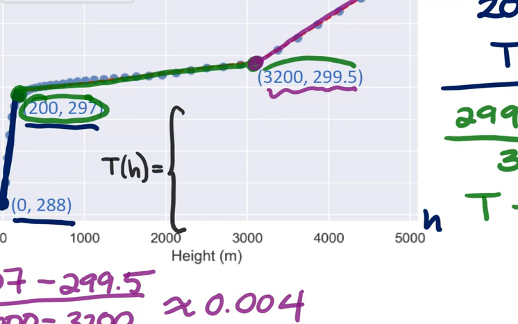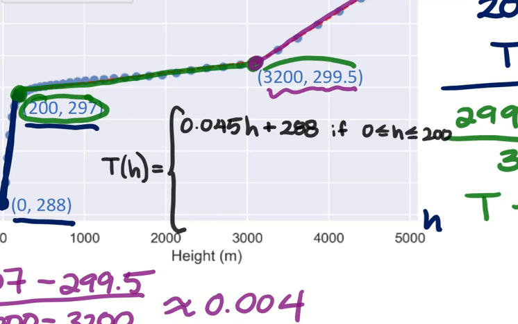So the first piece of my function was 0.045h plus 288. And that piece is valid for heights between 0 and 200. So we're looking back at our graph and saying that was only from 0 to 200, and this is a domain we're giving, so it should be x values, or in this case, h values. So we will either put in a comma, or you can write if 0 less than or equal to h less than or equal to 200.